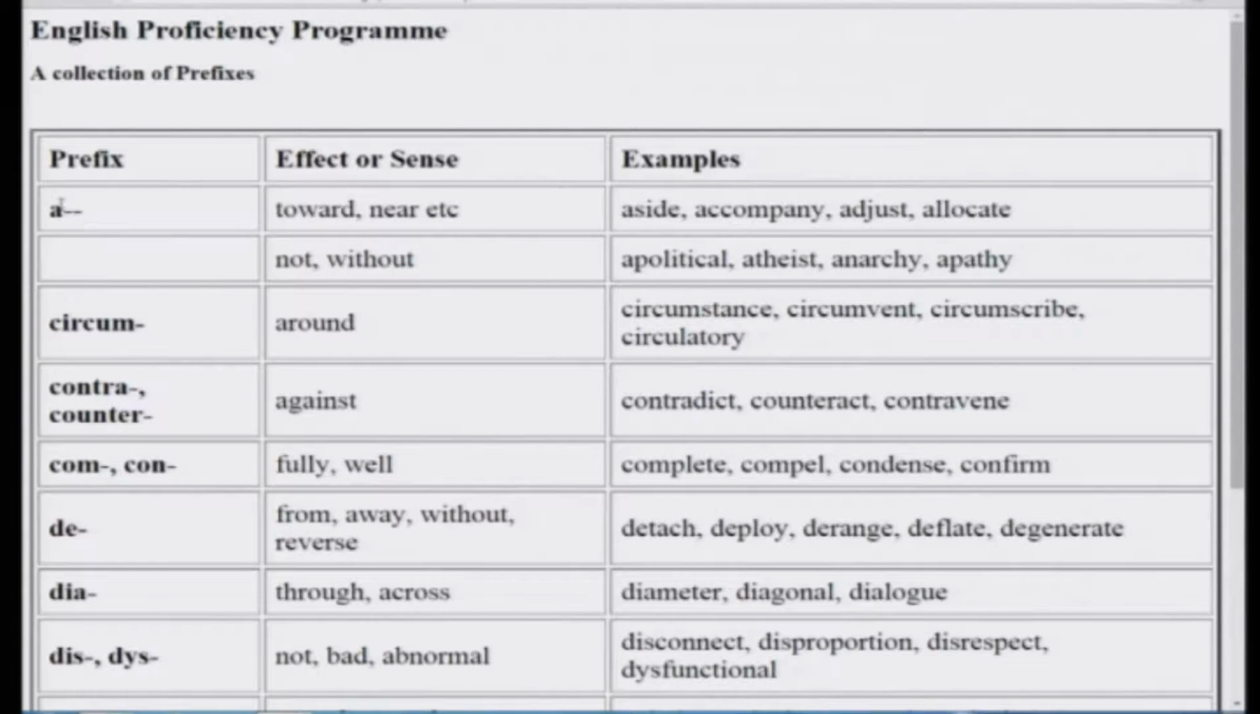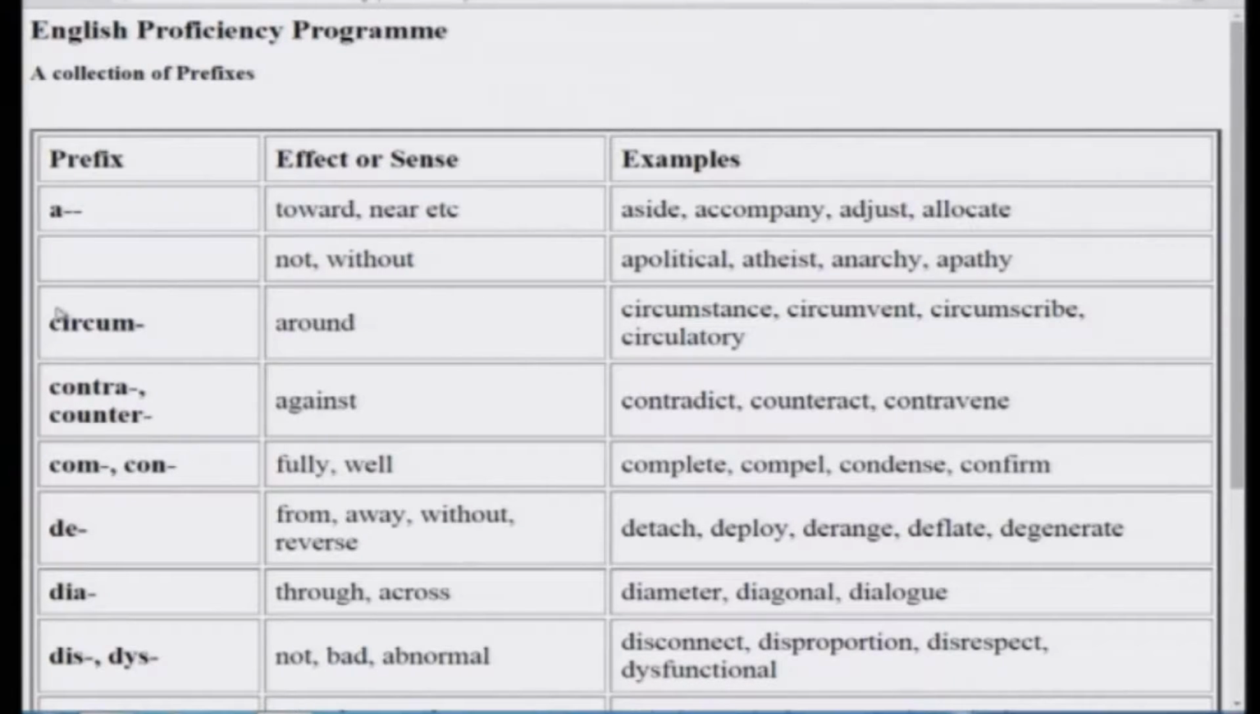Okay? So, the typical meanings or effects of the prefix A are toward, near, that is one sense, and another is not or without. Okay? In the sense of toward, near, you see aside, accompany, adjust, allocate. Joining with side, company, just and locate, A changes the meaning in these manners. Okay? In the opposite sense, not or without, apolitical, that is something having no political content, atheist, anarchy, apathy. Okay? So, lack of feeling is apathy.